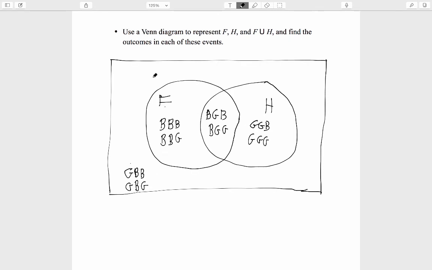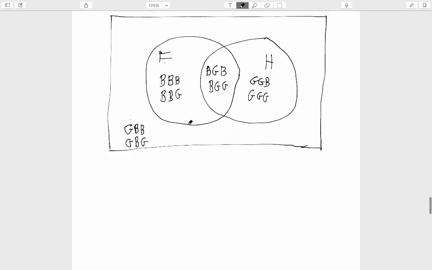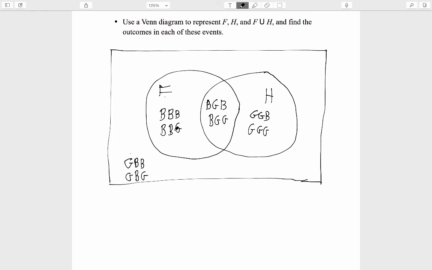Now, we didn't have to work out the Venn diagram just to be able to write out the outcomes in F, and to write out the outcomes in H, and to write out the outcomes in F union H. This collection of these 3 basic regions constitutes F union H. But having done the work for the diagram, it does make it quite easy to write down these events as sets of outcomes. So F equals BBB, BBG, BGB, BGG, H equals BGB, BGG, GGB, and GGG, and then F union H equals BBB, BBG, BGB, BGG, GGB, and GGG.